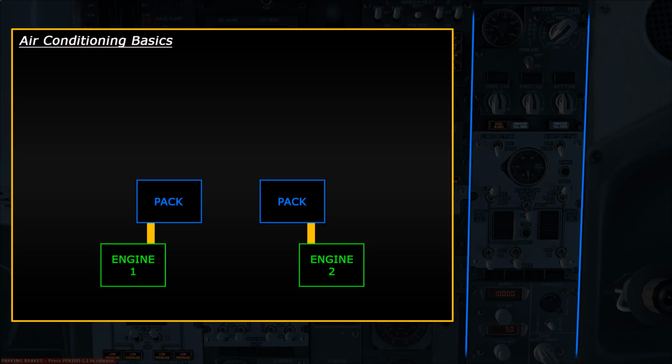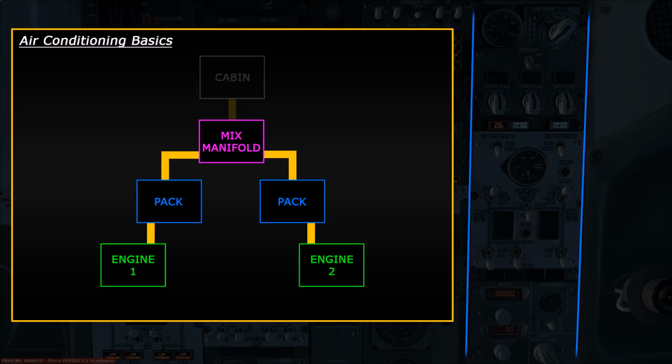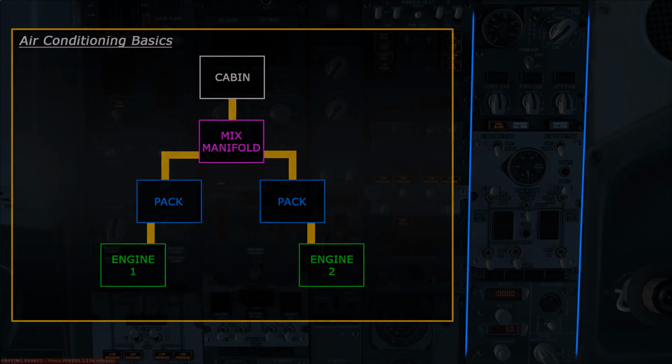This cold, conditioned air is then sent into a mix manifold, where cool air from both sides of the plane are mixed, and then it is sent into the cabin so passengers can breathe. Now, of course, there's more to it than that, and I'll expand this diagram as we go.